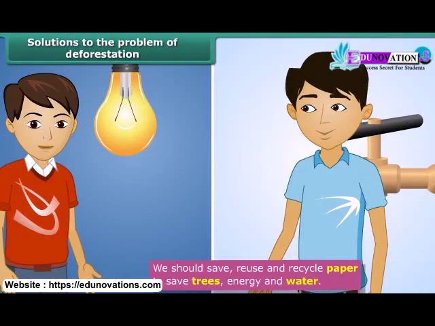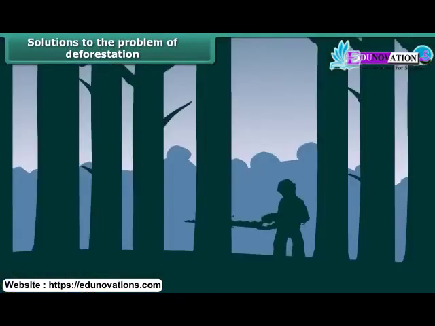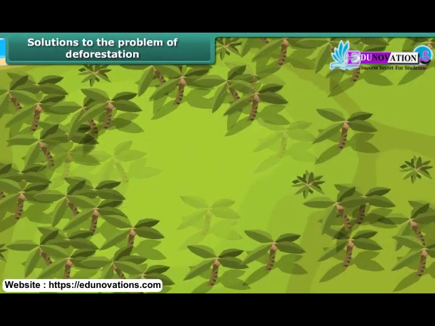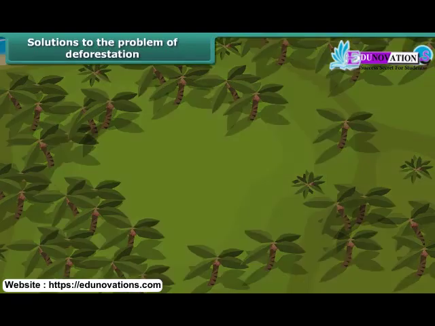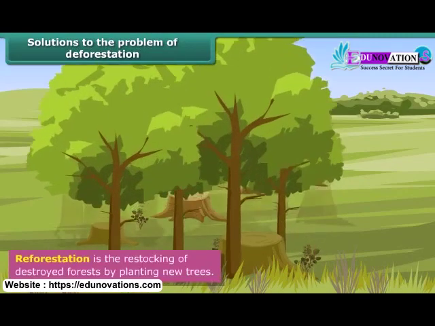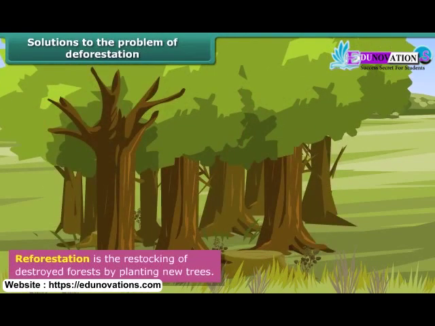Well said, Adam. But recycling the paper is a measure just for controlling the deforestation temporarily. Can you suggest any permanent solution to the problem of deforestation? Yes, it is reforestation. Reforestation is restocking of the destroyed forests by planting new trees.